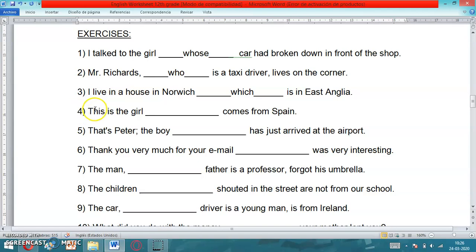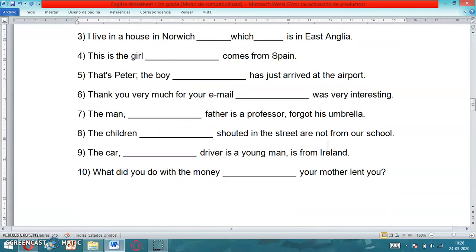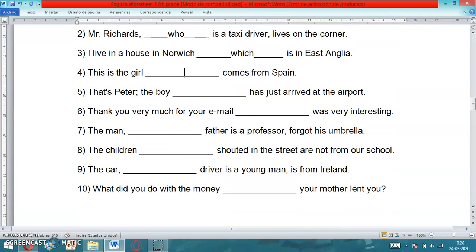Number 4. This is the girl comes from Spain. The subject here is the girl. Okay? Try to do it on your own and send it back to me tomorrow, and I'll be giving you my comments from 7 p.m.